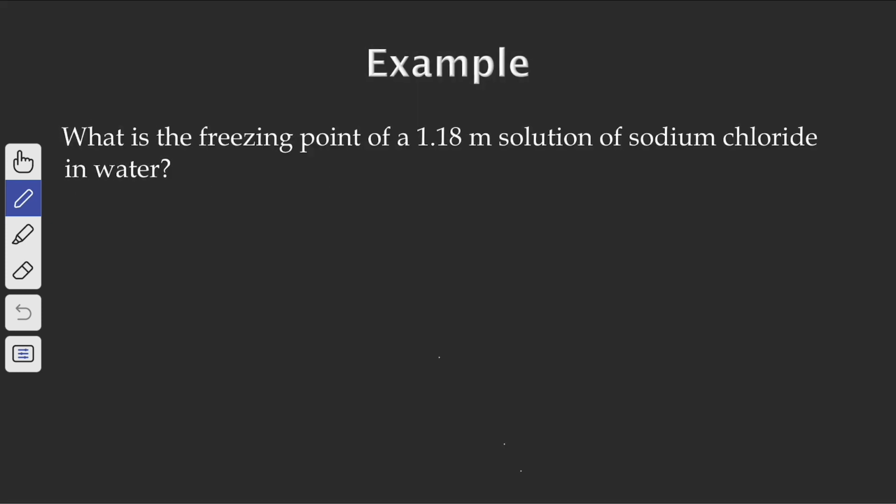So let's look at an example. It says, what is the freezing point of a 1.18 molal solution of sodium chloride in water? Well, as I mentioned before, the freezing point of the solution is going to be equal to the freezing point of the solvent minus the change in freezing point. Well, in this case, our solvent is water, so we know our freezing point is going to be 0 degrees Celsius. So we just have to calculate our change in freezing point.